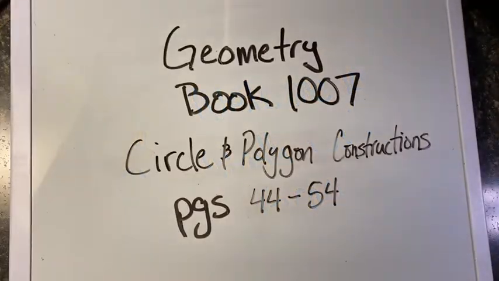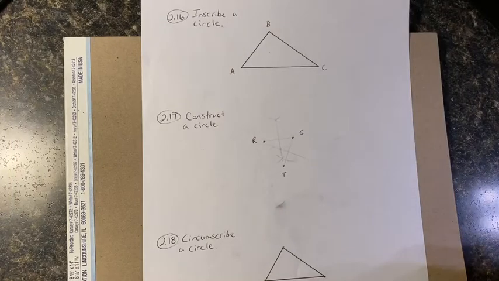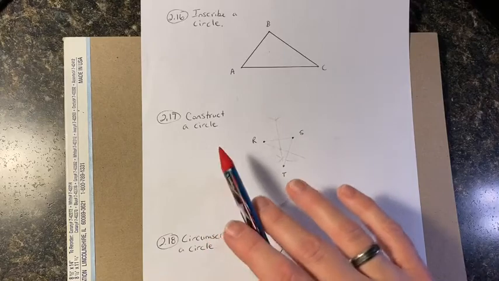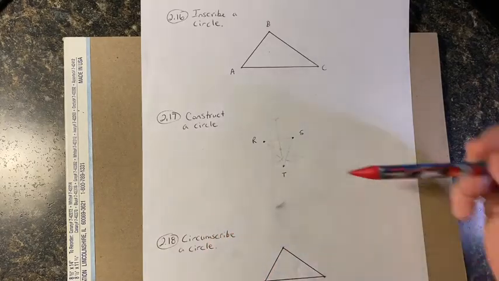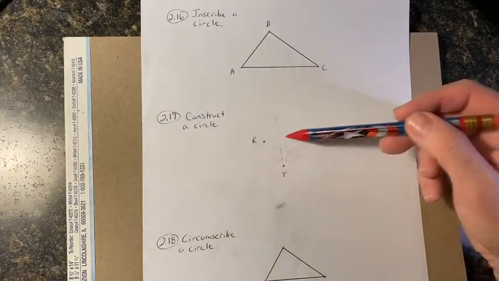Hello, today we're going to be looking at Geometry Book 1007, looking through circle and polygon constructions on pages 44 through 54. We're going to start with constructing a circle, which is problem 2.17 in your homework pages. To do that, we're going to construct a circle from 3 points.